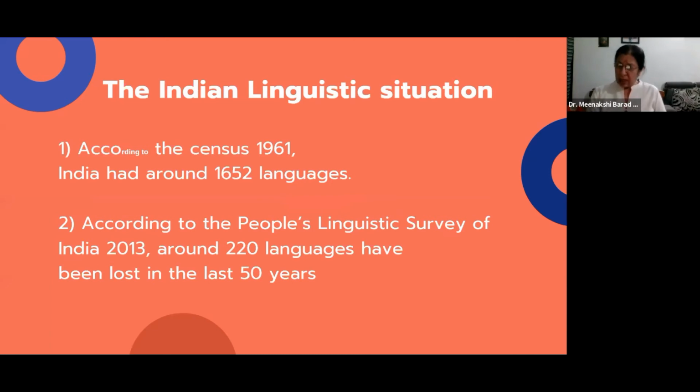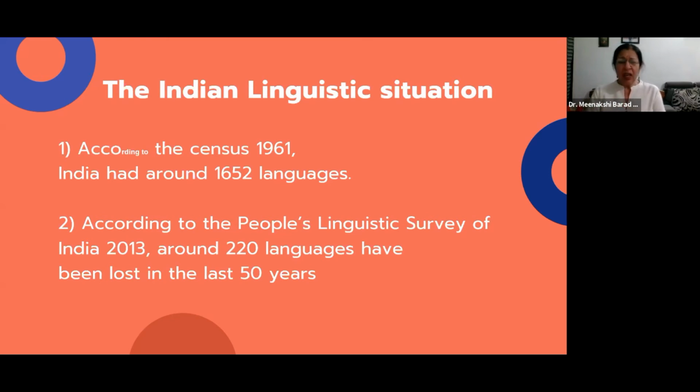Let's look at the Indian linguistic situation. According to the census in 1961, India had around 1,652 languages, but by 1971, only 808 languages remained. And according to the People's Linguistic Survey of India in 2013, around 220 languages have been lost in the last 50 years. So every 2 weeks, it is said that a language dies, and with it, a wealth of knowledge dies forever.